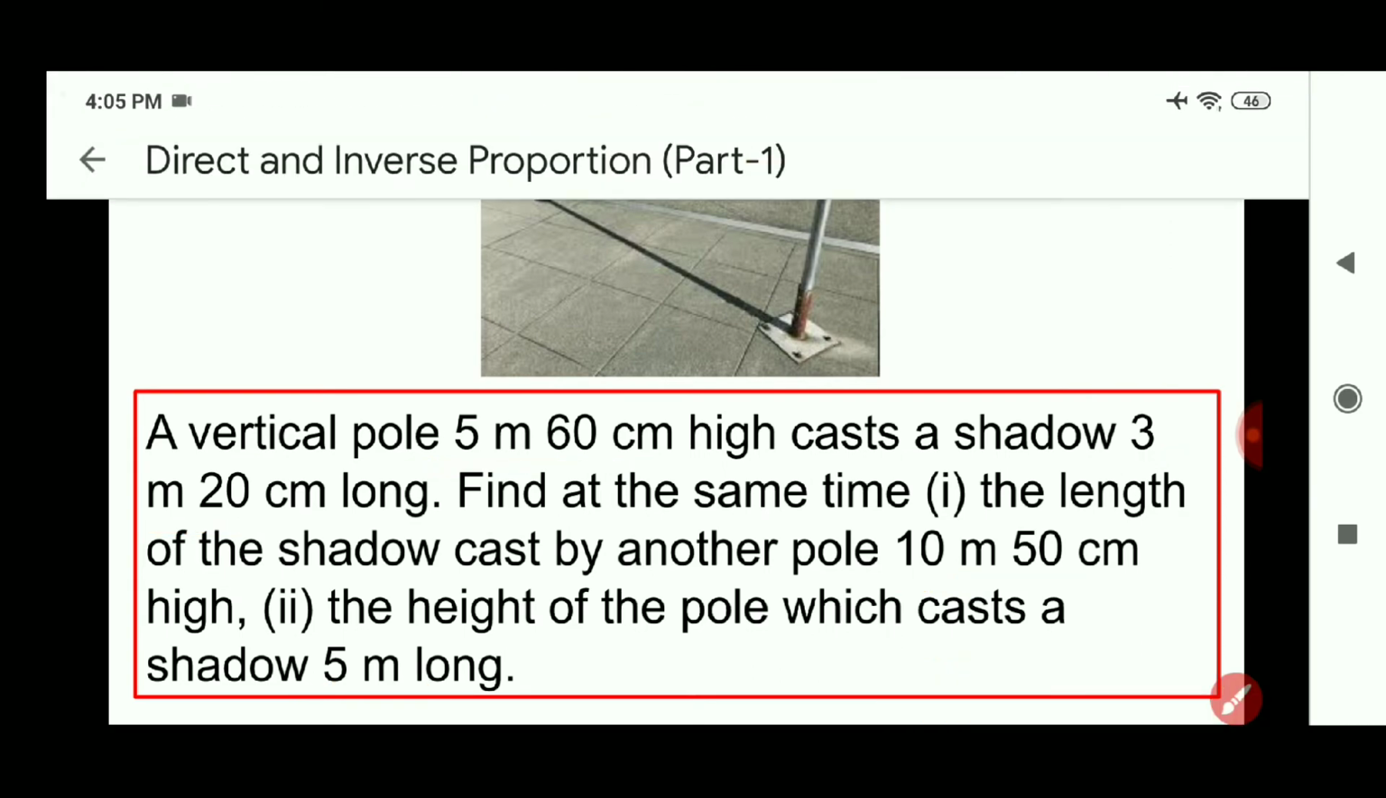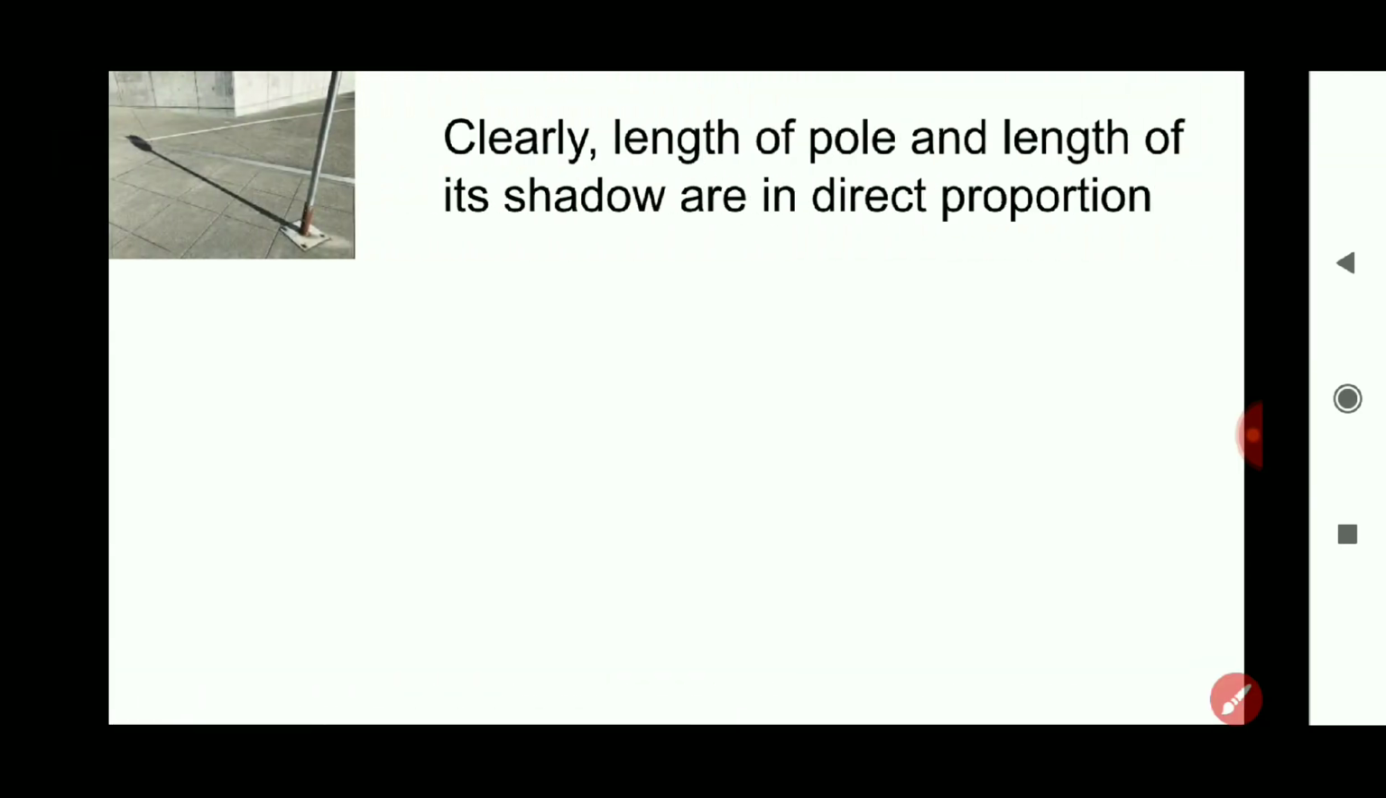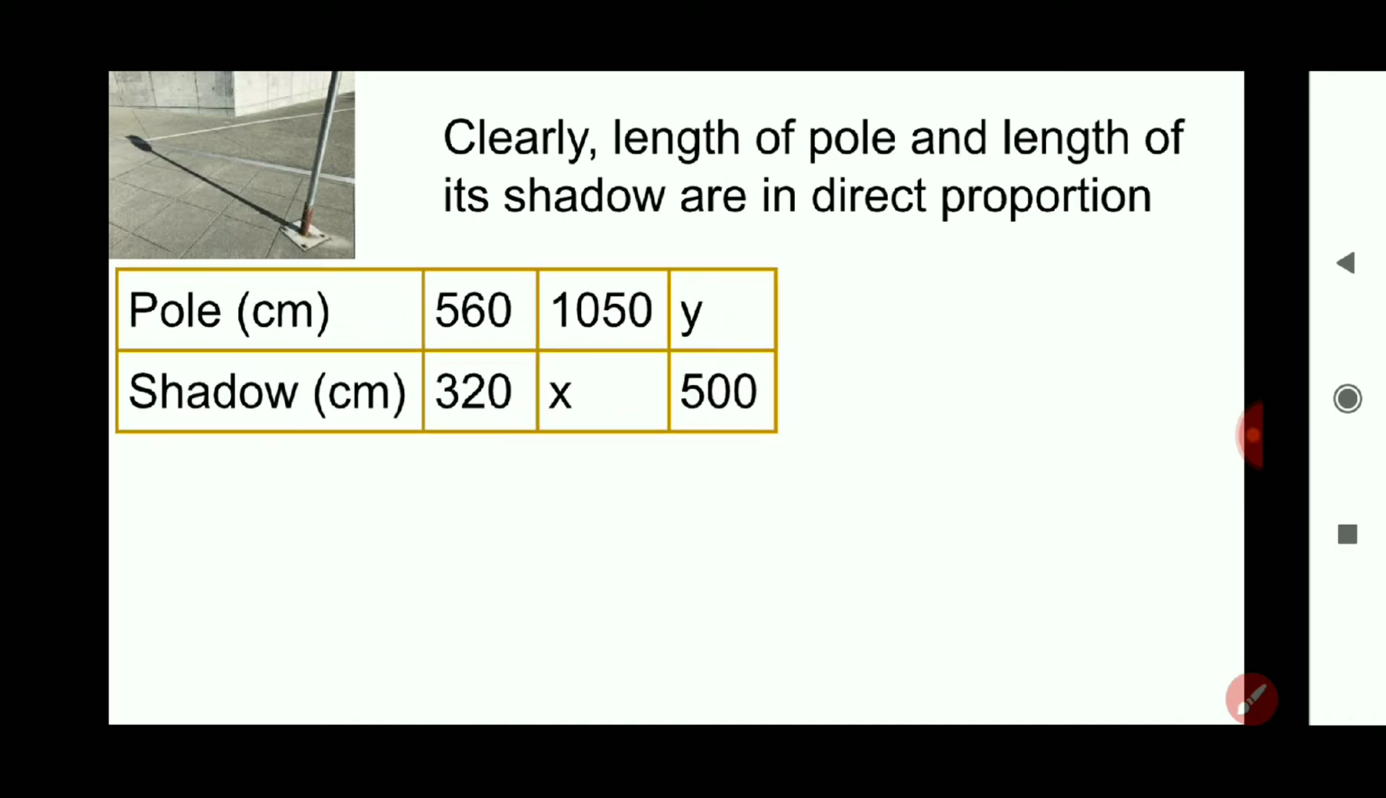From this data, let us prepare a table. We know that length of the pole and length of the shadow are in direct proportion. Pole in centimeters 560, then its shadow is 320 centimeters. When pole is 1050 centimeters, its shadow is say x centimeters. If pole is y centimeters, then its shadow is 500 centimeters. We know that it's a direct proportion. So 560 by 320 is equal to 1050 by x is equal to y by 500.